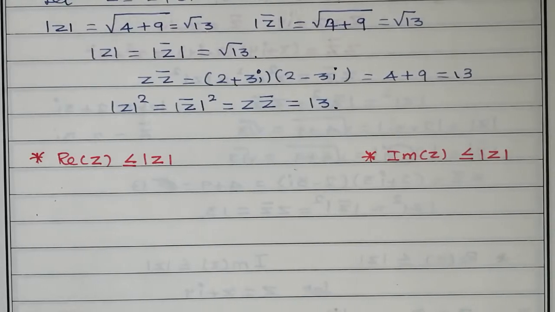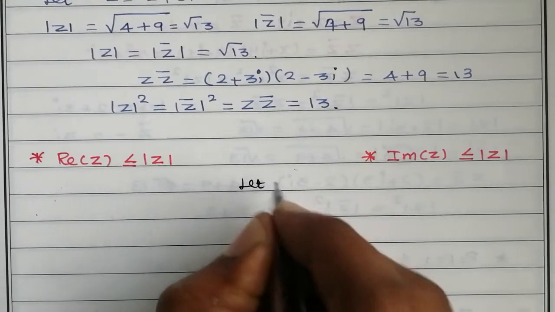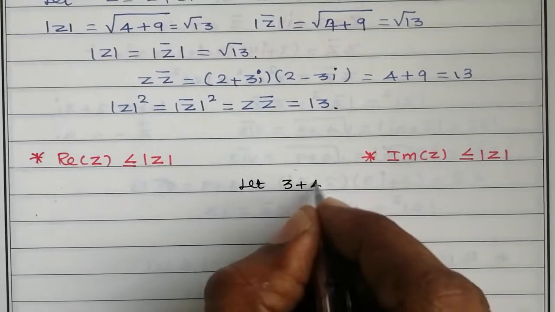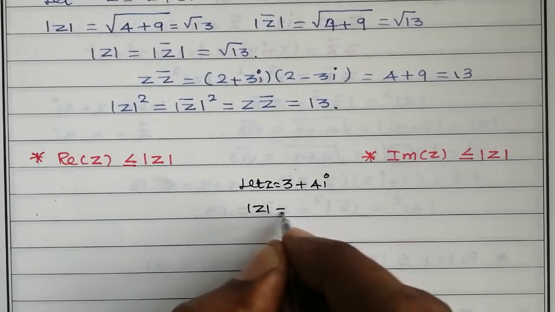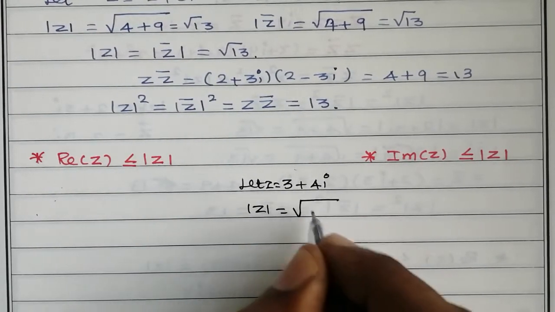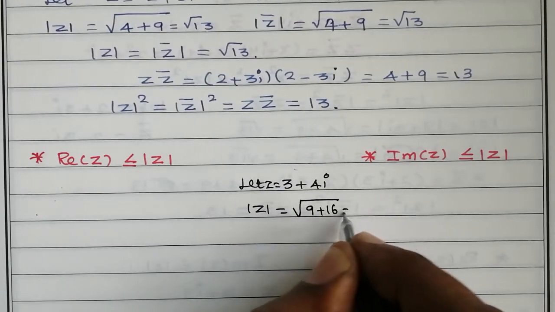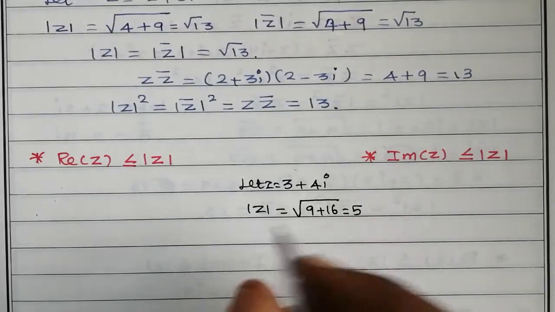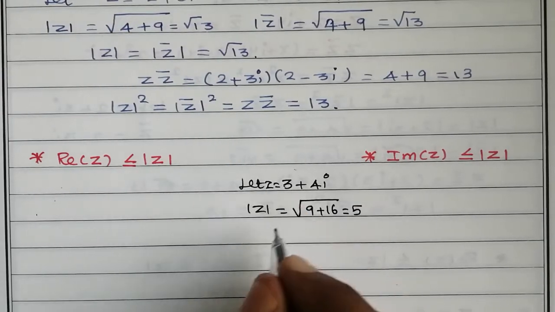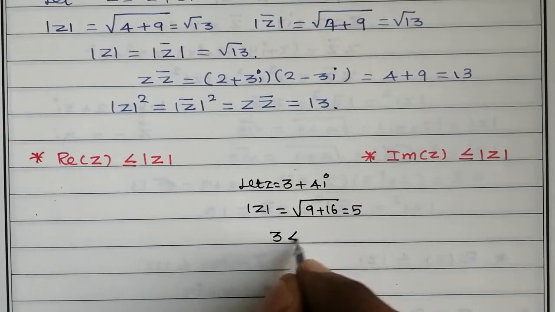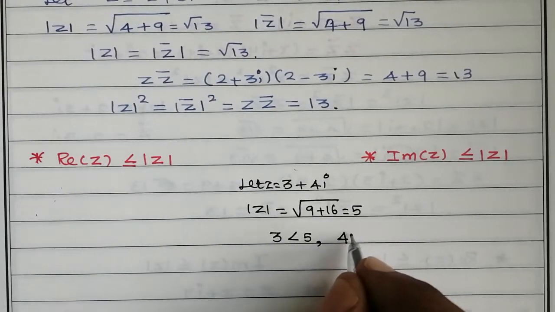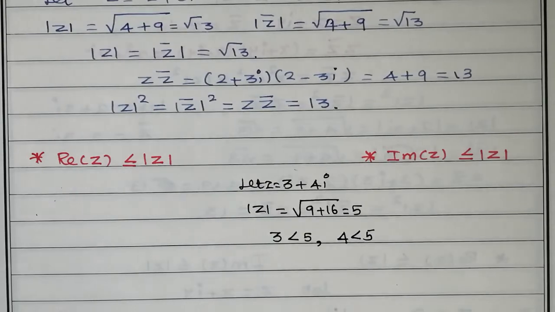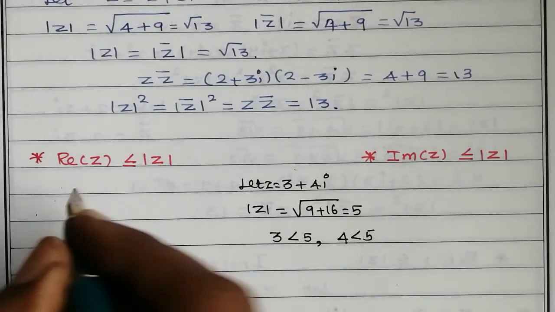Okay, so before that, let z equal to 3 plus 4i. What is modulus of z? Modulus of z equals the square root of 9 plus 16, that is equal to 5. In this case, the real part of z is 3, and 3 is less than modulus of z. Similarly, the imaginary part of z is 4, which is also less than 5. Okay, now the first proof.